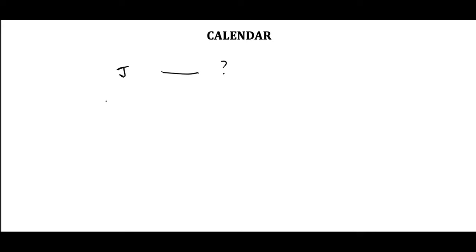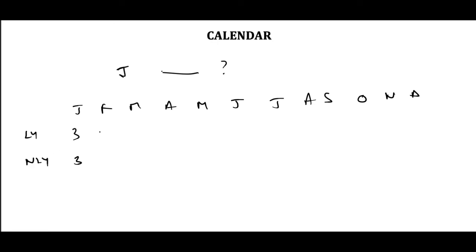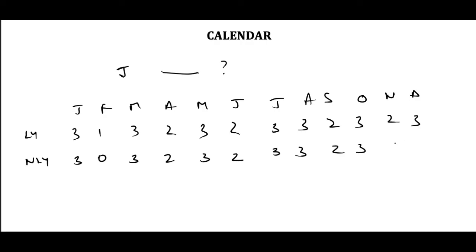So here we'll have to go through all the 12 months: January, February, March, April, May, June, July, August, September, October, November and December. Now we calculate the odd days for a leap year and a non-leap year. In both cases we have 3, then 1 and 0, 3, 3, 2, 2, 3, 3, 2, 2, 3, 3, 2, 3 and 2, 3.